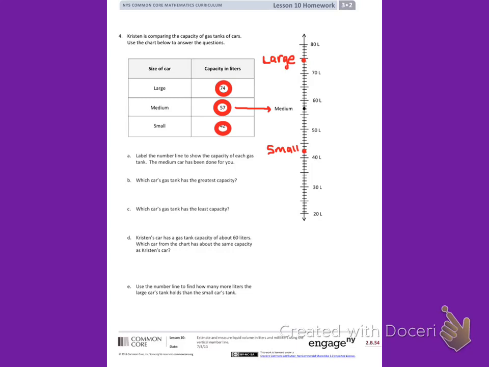Item B, which car's gas tank has the greatest capacity? In order to determine which car's gas tank has the greatest capacity, I have to look at the numbers 74, 57, and 42 from the chart above. The greatest capacity means which one holds the most. Looking at those 3 numbers, you determine which number is the most, and then you write it in a sentence with me on item B.